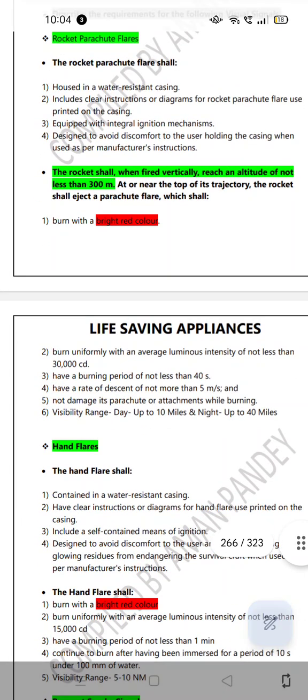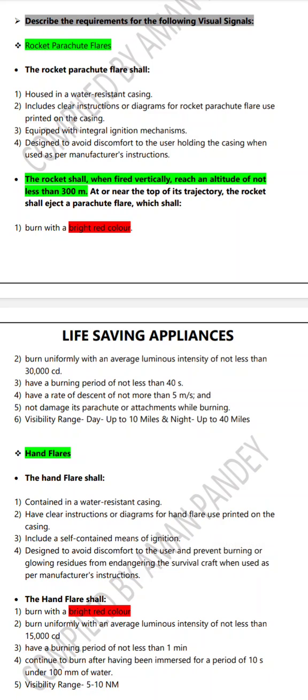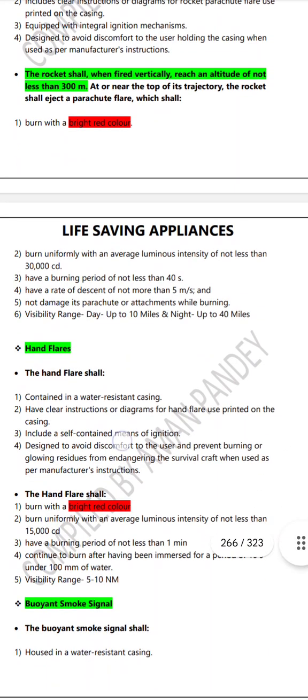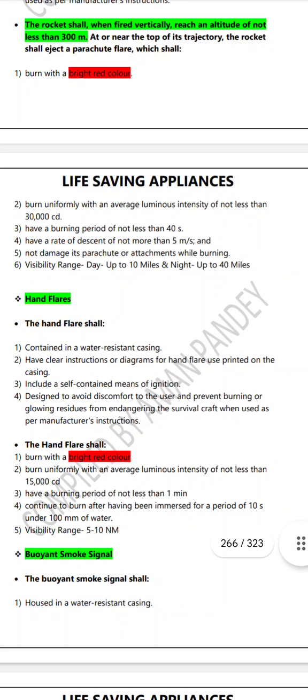So let's check what all I missed. For the rocket parachute flare housed in a water resistant casing, I've told that it is equipped with an internal ignition mechanism designed to avoid discomfort to the user holding the casing when used as per manufacturer instructions. Okay, what is the requirement? 30,000 candela, 40 seconds, 5 meters per second descent rate. Okay, so visibility range is 10 nautical miles in daytime and at night up to 40 miles. It should not damage its parachute attachment while burning.